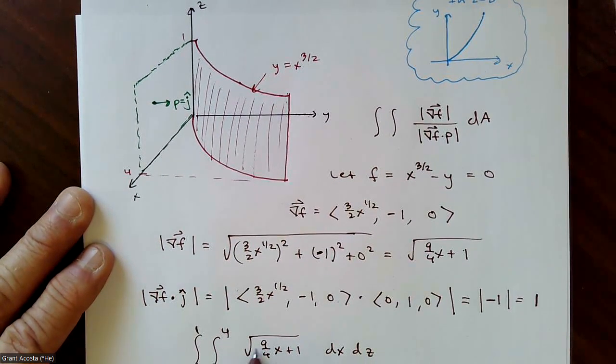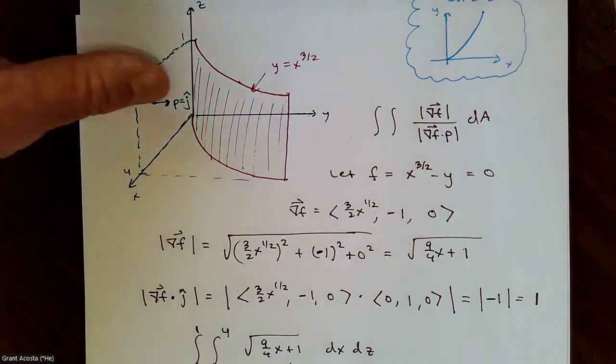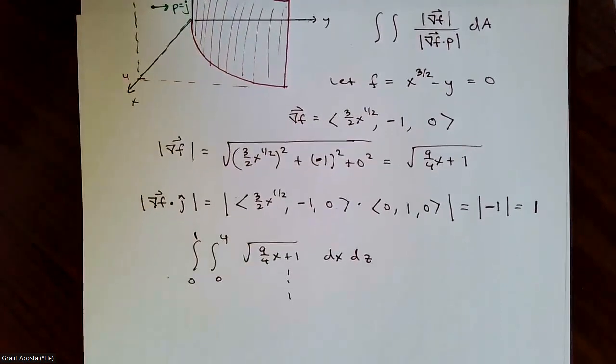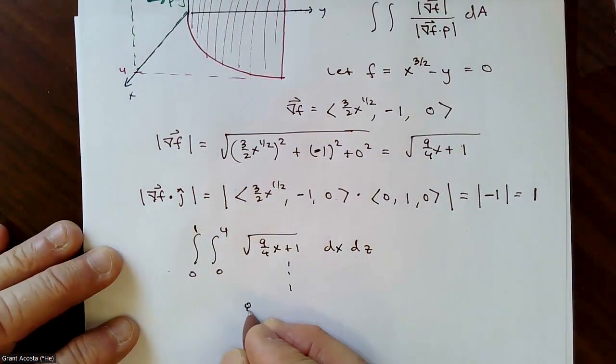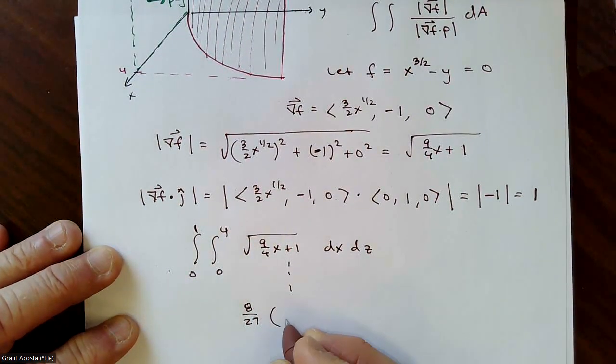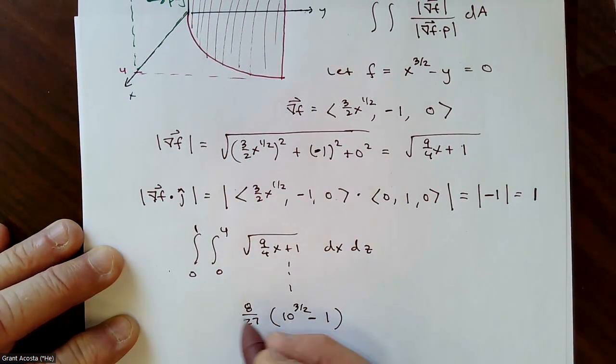You should be able to do this integral, just do a little u sub here, work this out, and you should get an answer. I got 8/27 times (10 to the 3/2 minus 1).